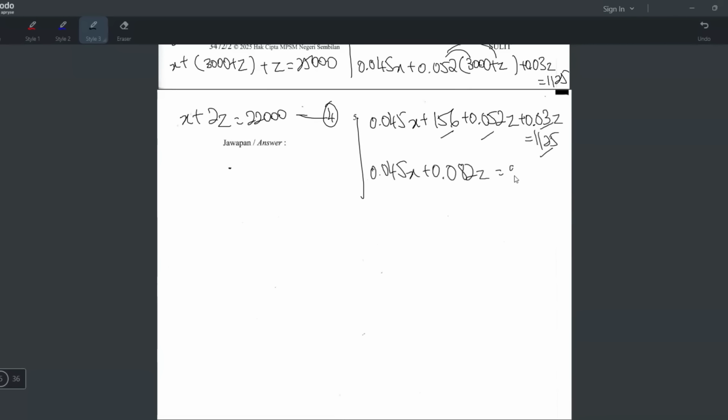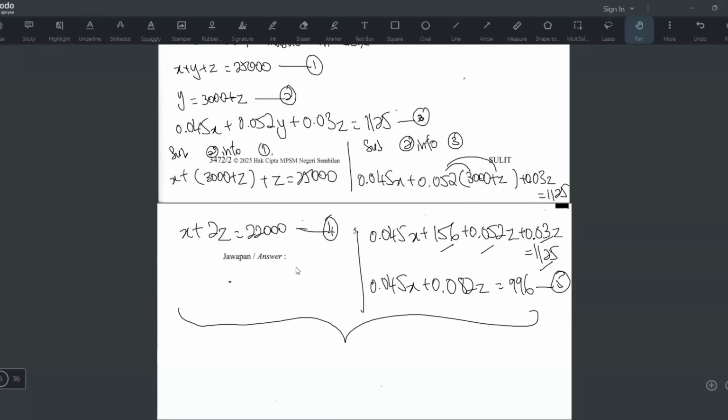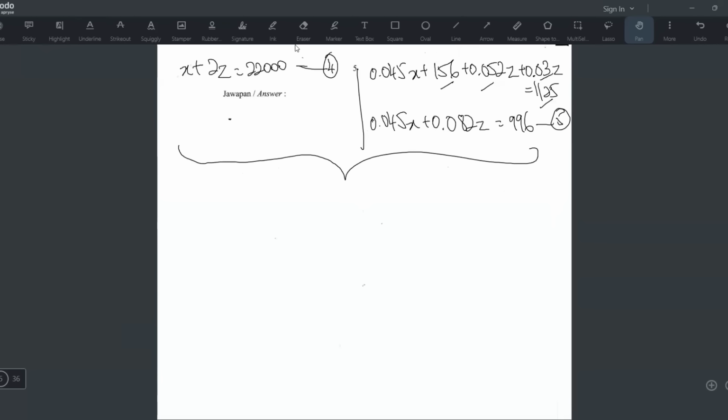Okay, after reaching here, now you can call this equation 5, and now equations 4 and 5, you have to do the pergantian or penghapusan again. So now you have to do stage 2 lah. Okay. Stage 1 is trying to get two equations with two unknowns. Now stage 2 is to either eliminate X or eliminate Z. Alright.